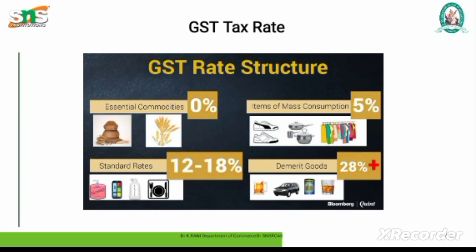GST goods and service tax structure: 0% for essential commodities, 5% for mass communication, 12 to 18% standard rate, 28% demerit goods.